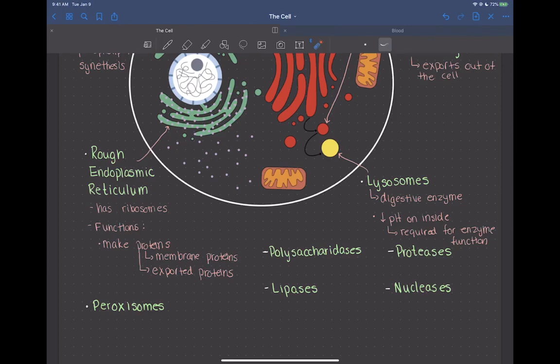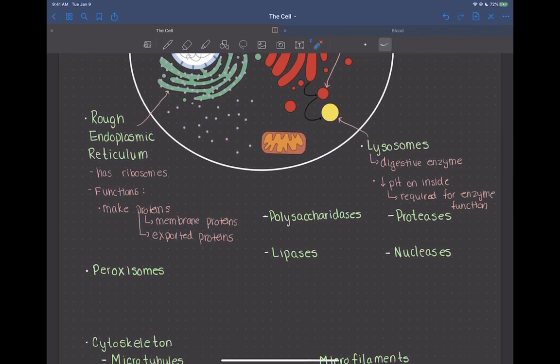So let's talk about the digestive enzymes briefly and what they do. The name of an enzyme a lot of times will tell you its function. Remember, all enzymes end in ASE, so you can see all of these have ASE at the end. So let's talk about what they're going to be digesting. A polysaccharidase would digest a polysaccharide, so these would be digesting things like starch and glycogen and that kind of thing.